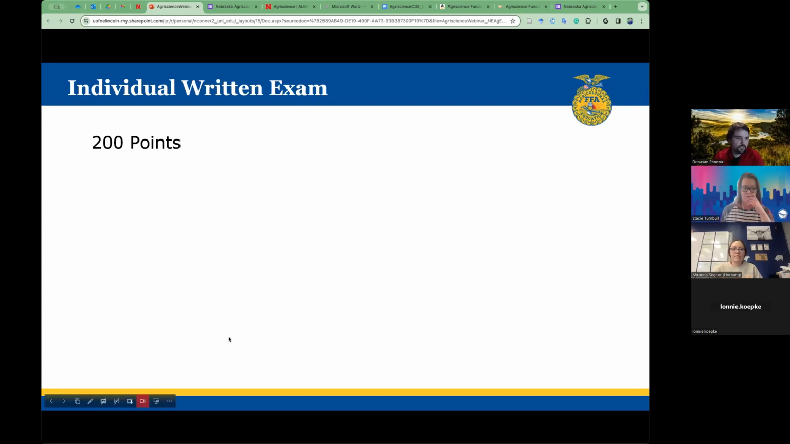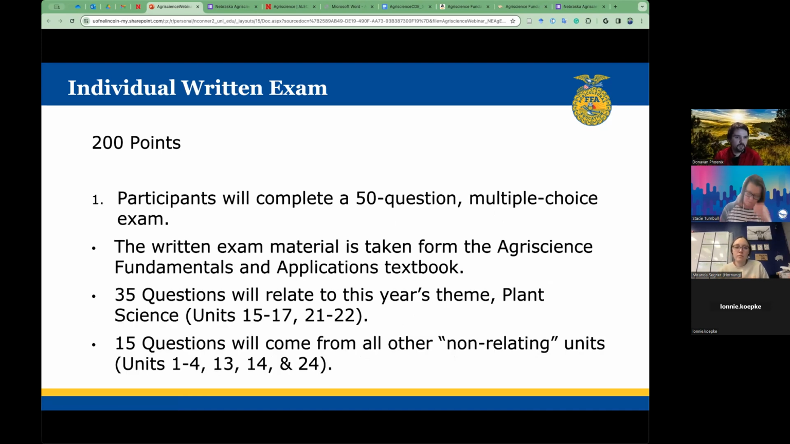The next part, the written exam. This one's worth 200 points in total. Participants are going to complete a 50-question multiple choice exam. Because the theme rotates every year, the content of the exam is going to change. So this year we have plant science. 35, or 70%, of this test is going to focus on plant science.